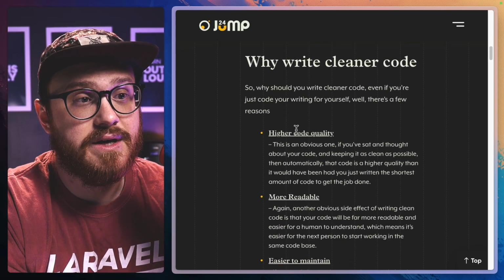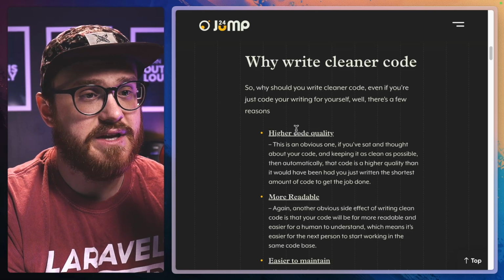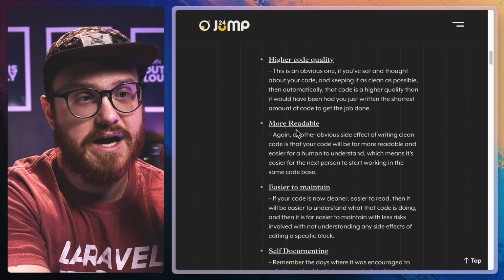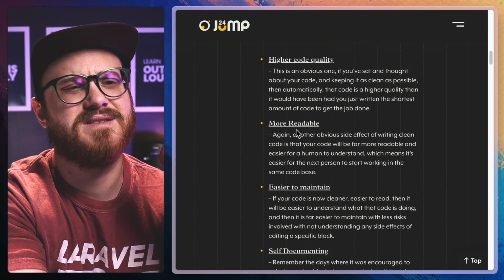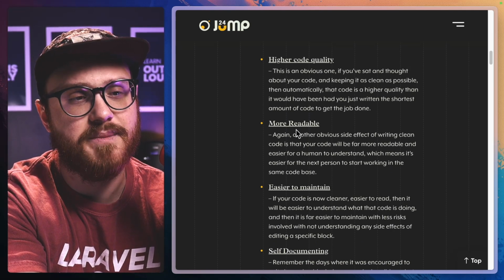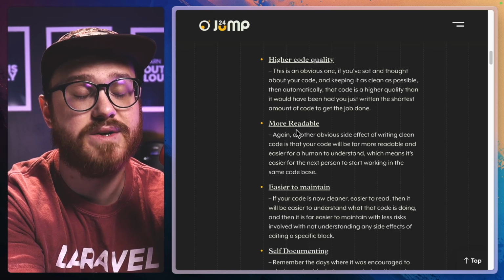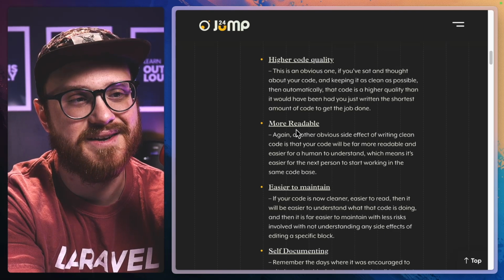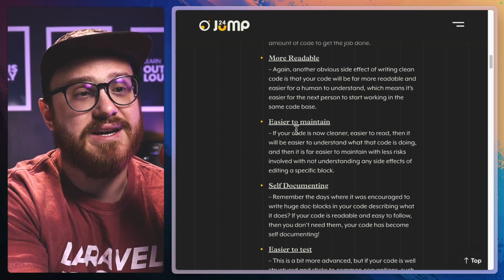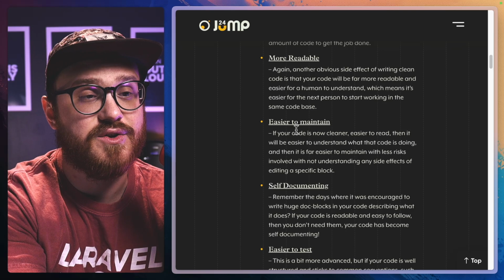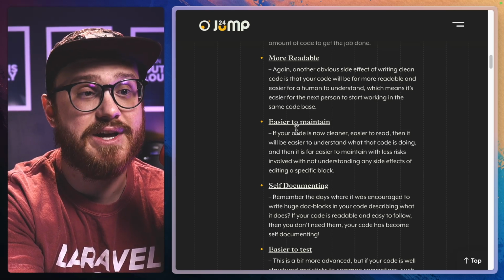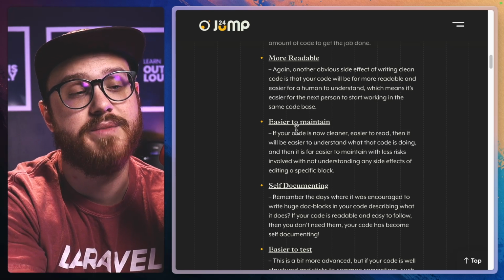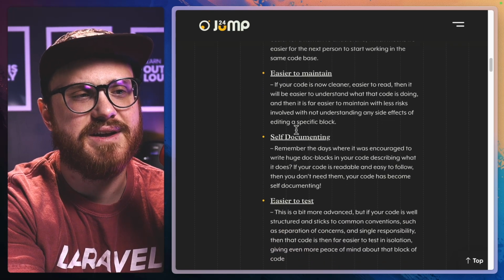Why write cleaner code? So why should you write cleaner code, even if the code you're writing is just for yourself? Well, a few reasons. One, higher code quality. This is an obvious one. If you sat and thought about your code and keeping it as clean as possible, then automatically that code is a higher quality than it would have been had you just written the shortest amount of code to get the job done. Two, more readable. Again, another obvious side effect of writing clean code is that your code will be far more readable and easier for a human to understand, which means it's easier for the next person to start working in the same code base.